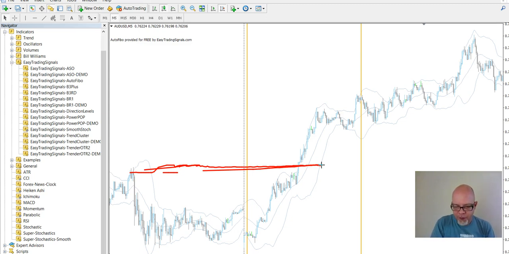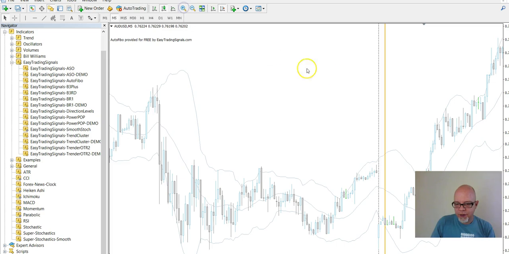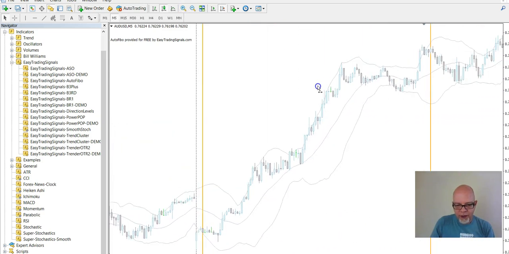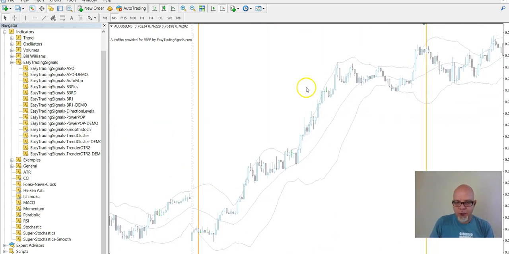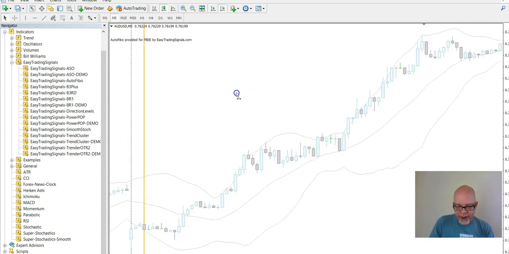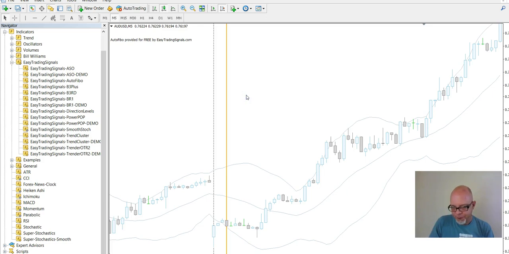But if you're a little bit more adventurous or a little bit more skilled, what you can do is you can actually try and count 3 waves inside your correction. So if we look at that, the sideways moves are a little bit more tricky.